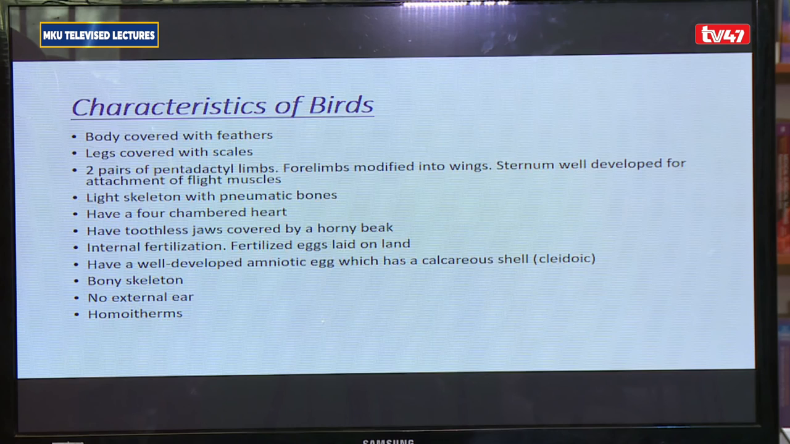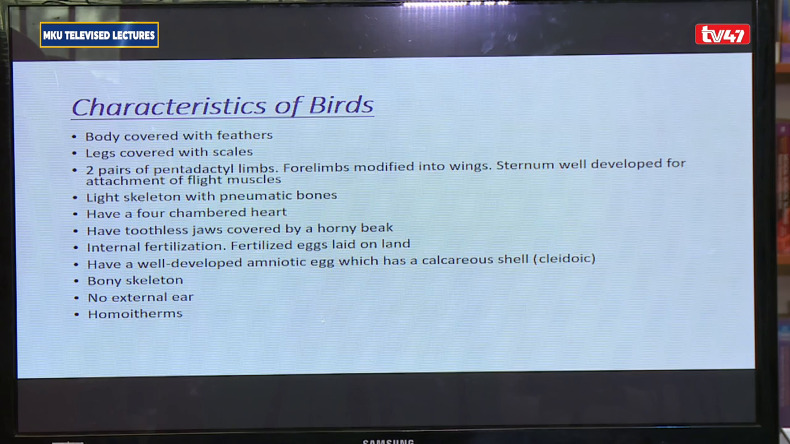The skeleton is light, made up of pneumatic bones. Pneumatic bones are bones that have got spaces in them that are filled with air. This is an adaptation to make the skeleton light in nature to make flight easy. They have a heart that has got four chambers in it, so you talk about a four-chambered heart. They don't have teeth, but they have a horny beak.